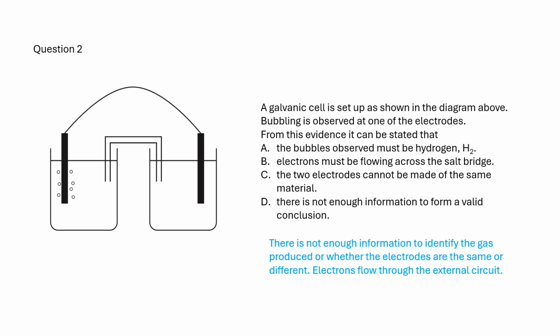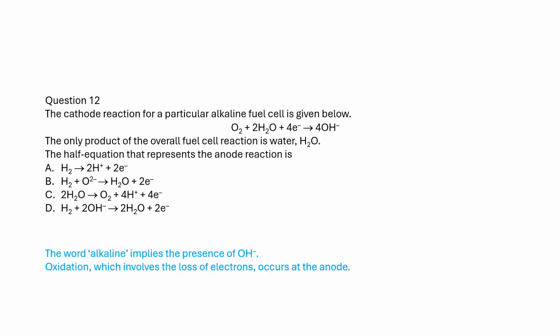This is a galvanic cell. However, there is not enough information to identify the gas produced or whether the electrodes are the same or different. Electrons flow through the external circuit. The reaction at the anode must be oxidation, which loses electrons. Furthermore, the word alkaline implies the presence of hydroxide ions. So, the answer is D.